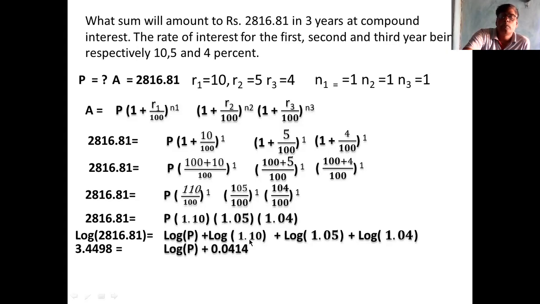1.10. For 1.10, you forget the decimal point, then the number is 110. 110 you see in the log table. Its value is 0.0414, plus the 1.05 log value is 0.0212, plus 0.0170.